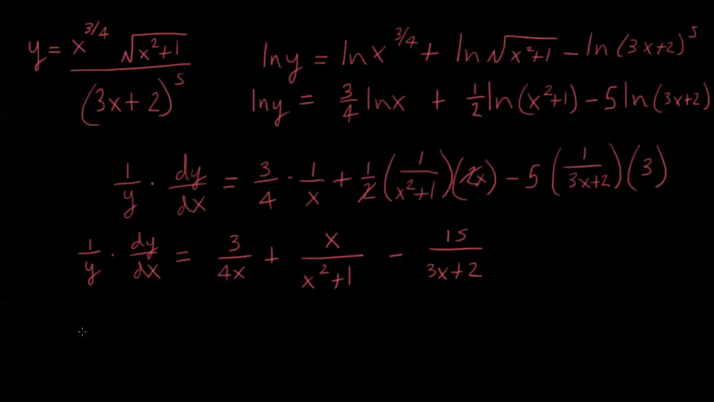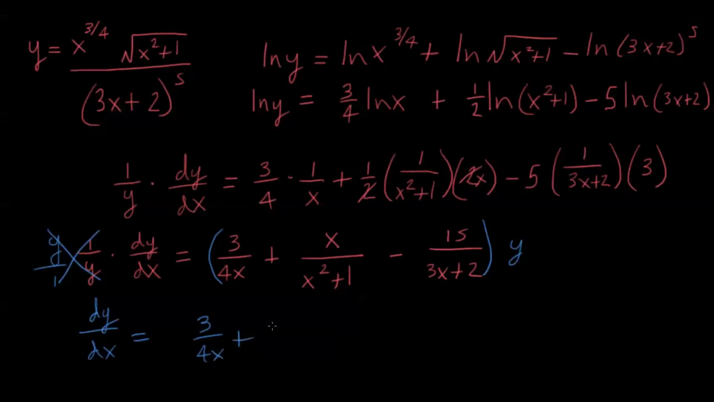Now what we need to do is multiply this entire thing by y, so we can get rid of the y on that side, and that means our final answer will be 3 over 4x plus x over x squared plus 1 minus 15 over 3x plus 2.